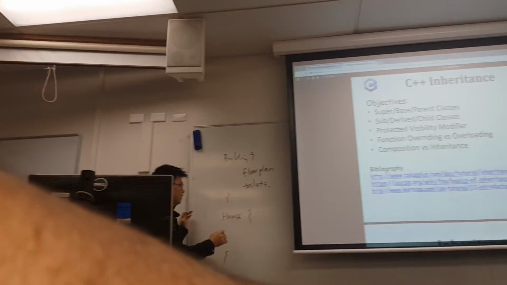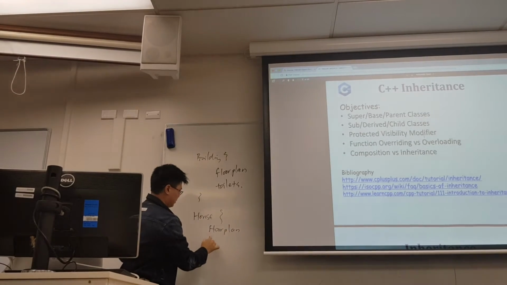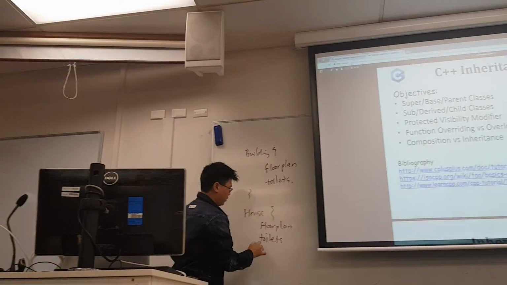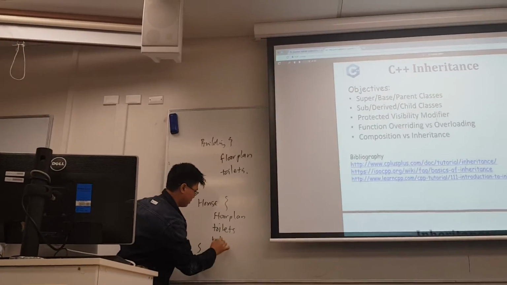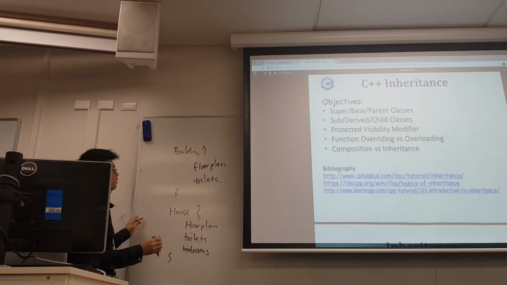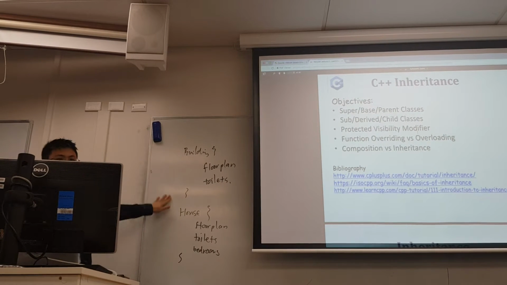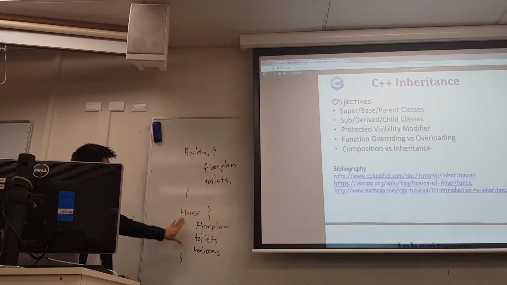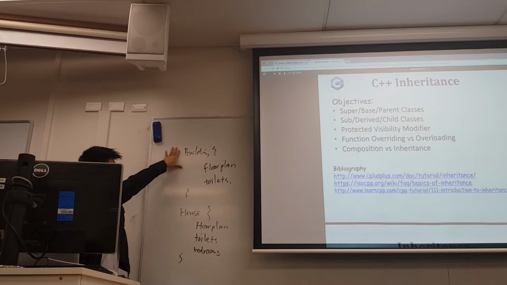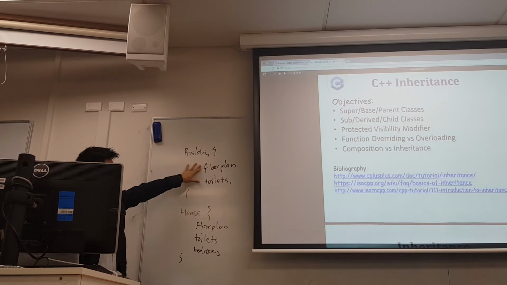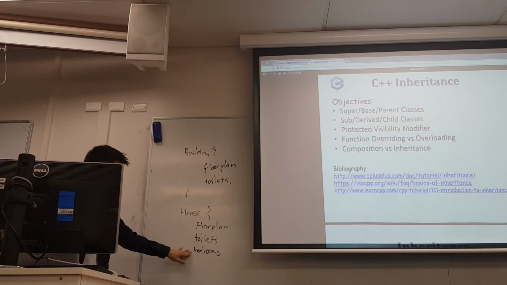In the house, we also have a floor plan, and we also have a number of toilets, and we also have a number of beds. With normal C, you will have to declare these again in these two structs. You don't have classes in C. So you will declare a struct building with floor plan and toilet. You will declare a struct house with floor plan and toilets and bedrooms.